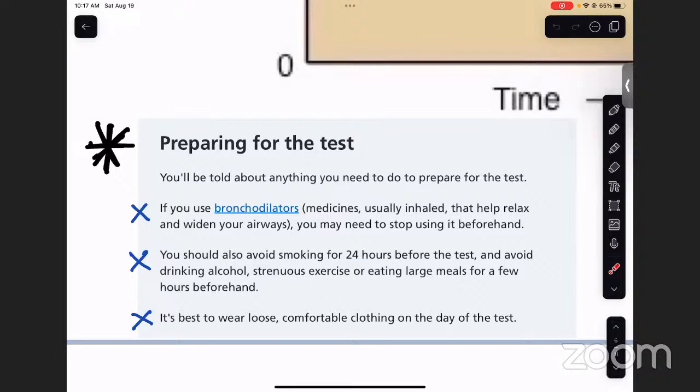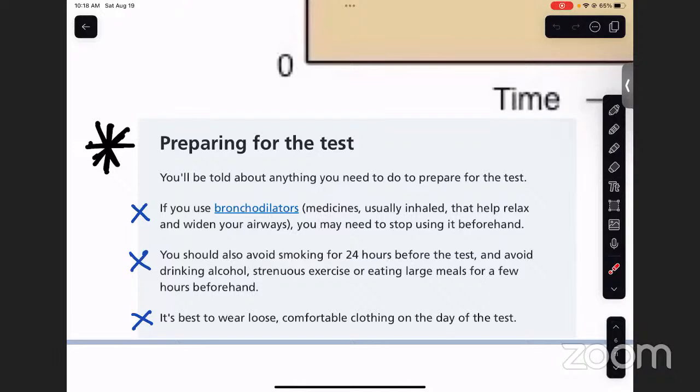Here, if you use bronchodilators like salbutamol or ipratropium bromide, you may need to stop using them beforehand. It can be asked in MRCP exam questions. You should also avoid smoking at least 24 hours before the test. Also avoid drinking, strenuous exercise, or eating large meals for a few hours beforehand.